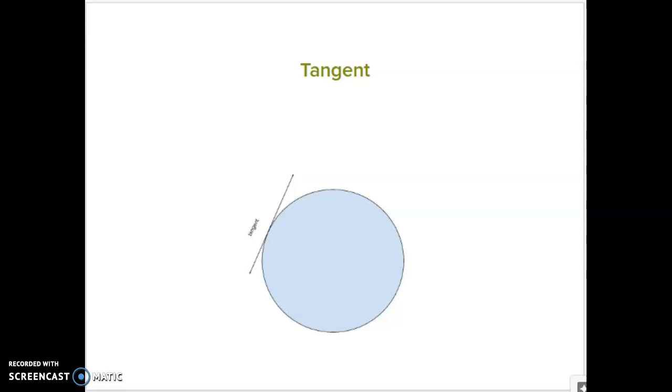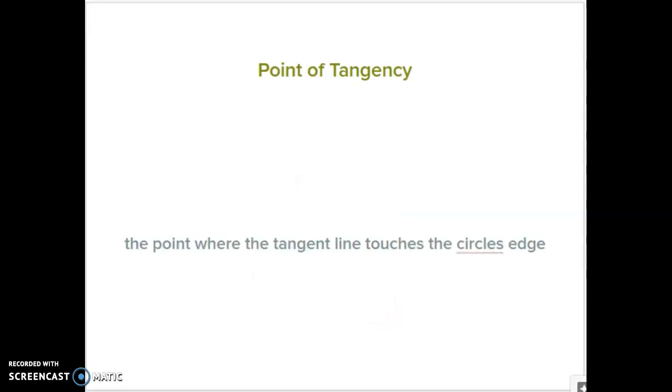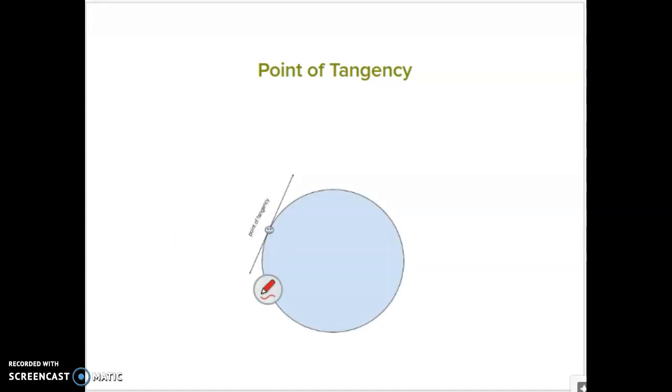Now, what do you think we call that point that it crosses? Hopefully you guessed it. It is the point of tangency. A point of tangency is where that tangent line touches the circle. So here I put a little smiley face there. That is the point of tangency. Again, our tangent line is going, going, going, and right there, point of tangency.